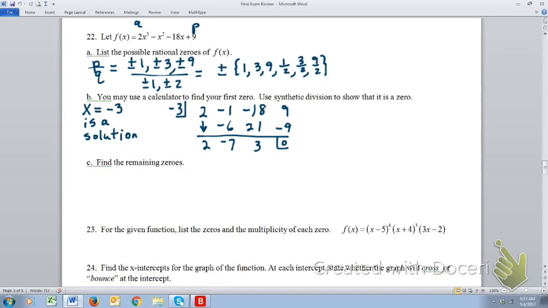So now we can actually factor this function down. We can write f of x as, let's see, if x equals -3 is a 0, then we know x plus 3 is a factor. And our other factor is going to come from our answer here. So let's put that in. And now this part here, we ought to be able to factor. We can use the AC method, and if not, we'd have to use the quadratic formula. But this one actually factors.